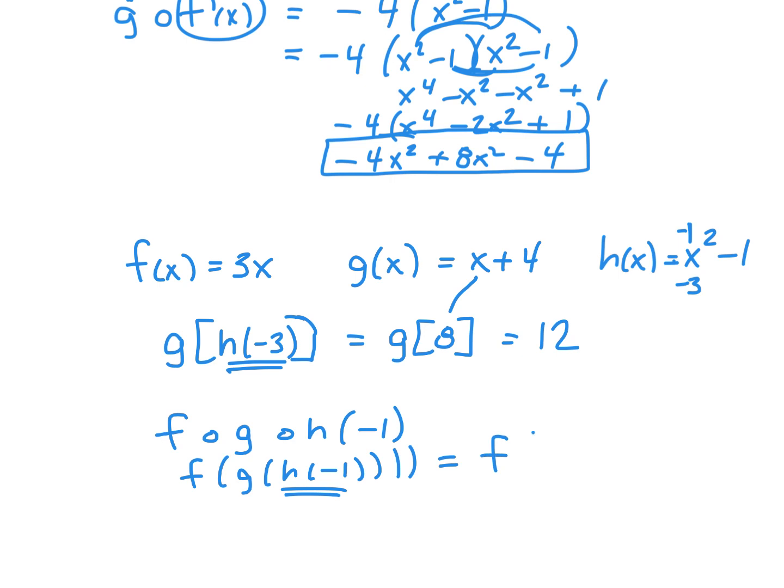So now I have f of g of 0. I would then do g of 0, which would give me 4. And then I would do f of 4, which would give me 12. So that's another example using composition of functions.